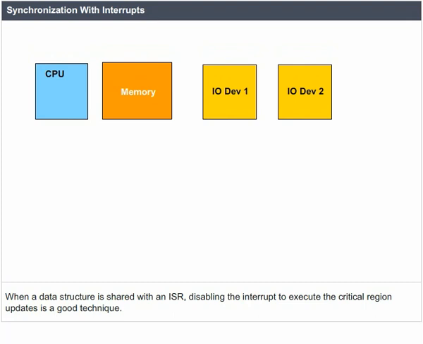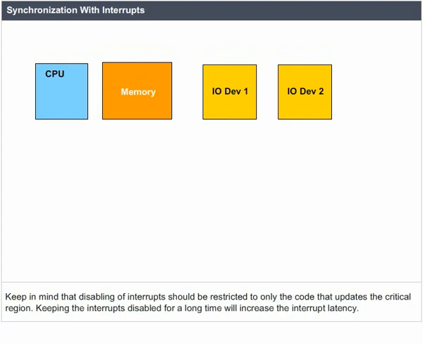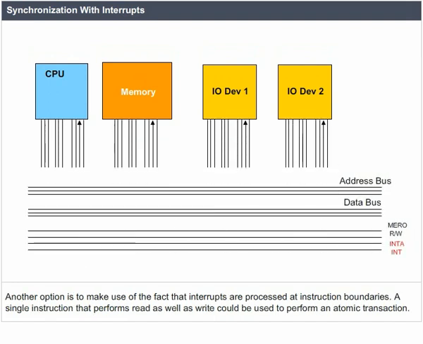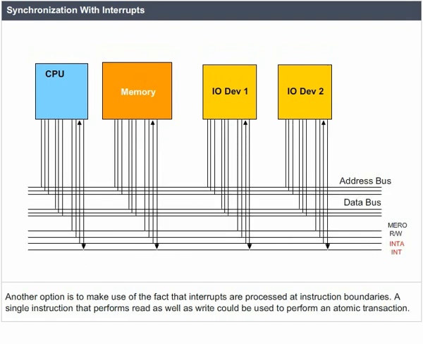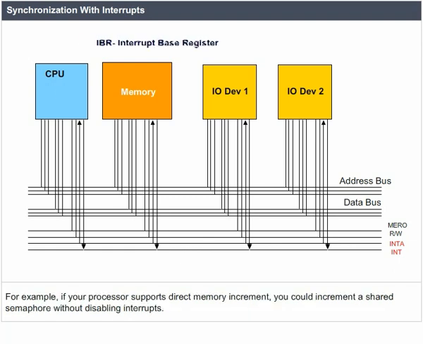Keep in mind that disabling of interrupts should be restricted to only the code that updates the critical region. Keeping the interrupts disabled for a long time will increase the interrupt latency. Another option is to make use of the fact that interrupts are processed at instruction boundaries. A single instruction that performs read as well as write could be used to perform an atomic transaction. For example, if your processor supports direct memory increment, you could increment a shared semaphore without disabling interrupts.